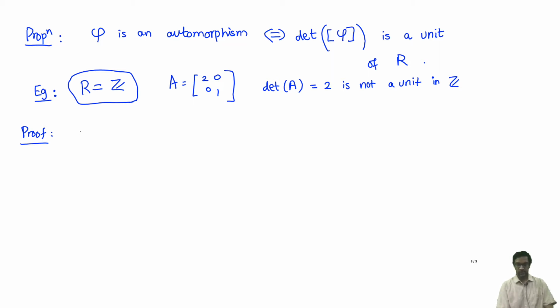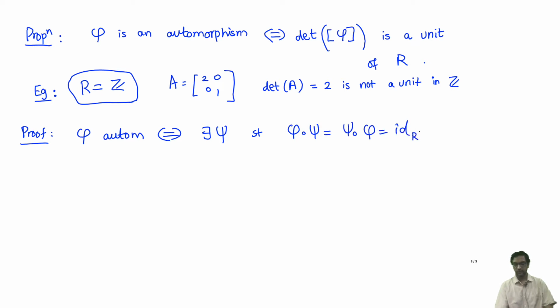So observe, phi is an automorphism means there exists an inverse psi. This is the same as saying there exists psi from Rn to Rn such that, as we said, phi composition psi and psi composition phi are the identity operator on Rn. But now we also looked at what this means in terms of the matrices.